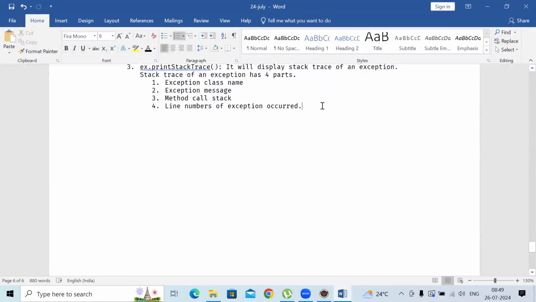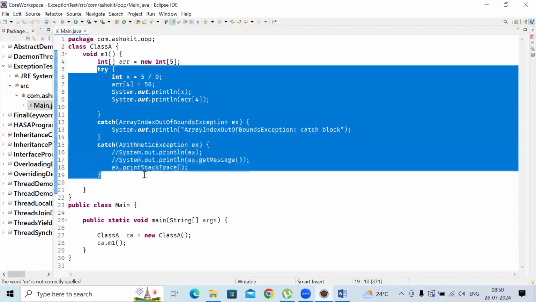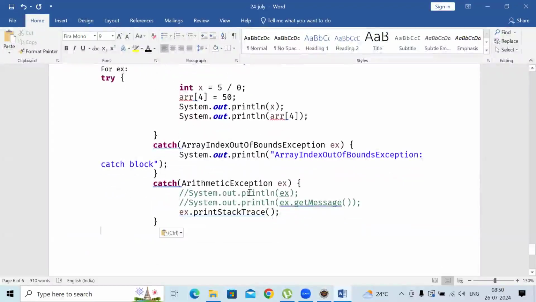Okay. So, just for example, only for you to understand, if I write only the exception class name, message and all, maybe it will not be that great. So that's why I want to do one thing. I want to copy this try block for your example reference. I want to decrease the font size as well.